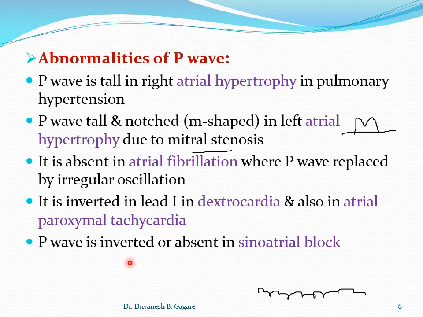P wave is inverted or absent in sinoatrial block. What is sinoatrial block? There is a block from the SA node to the rest of the heart. The impulse is not flowing properly towards the other parts. In this condition, depending on the severity of the sinoatrial block, the P wave either becomes inverted or becomes absent. There is no P wave. So this is about the P wave.